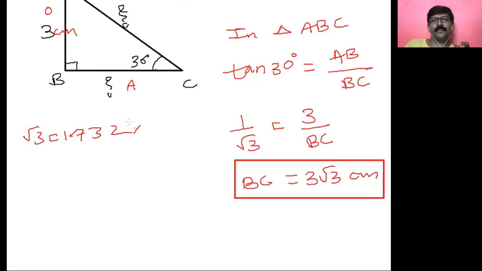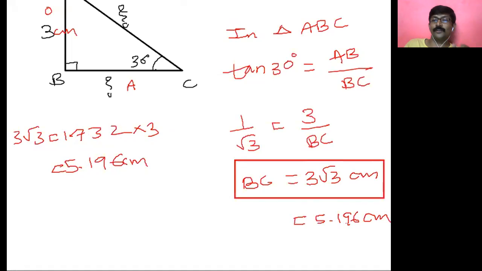If I multiply that with 3, what will happen? 3√3 will become: 3 2s are 6, 3 3s are 9, 3 7s are 21, and 2 carried, 3 1s are 3 plus 2 is 5. So it will become 5.196 meter or centimeter, whatever it is. So this can be written as 5.196 centimeter. Did you understand, guys?